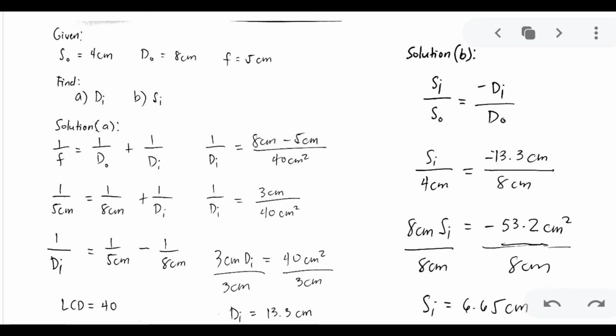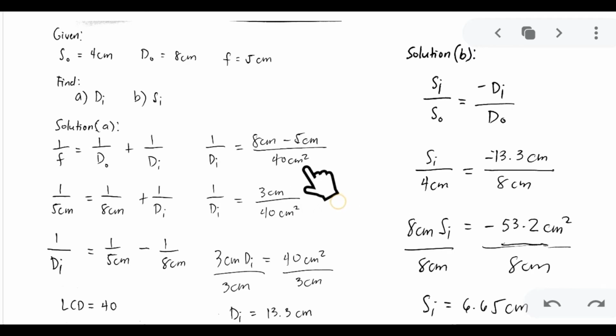And then the next thing you need to do is find the LCD, or least common denominator, of 5 cm and 8 cm. All you need to do is skip count and then get the least common denominator. You have 5, 10, 15 until 40, and then 8 until 40. Then you will have 40. And then you will write that here, 1 over d sub i is equivalent to something over 40 cm squared, that will be expressed in squared denominator.